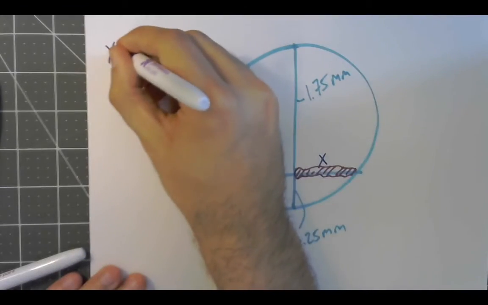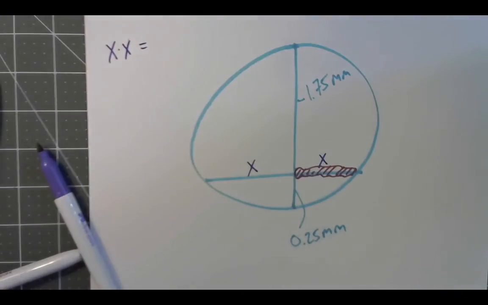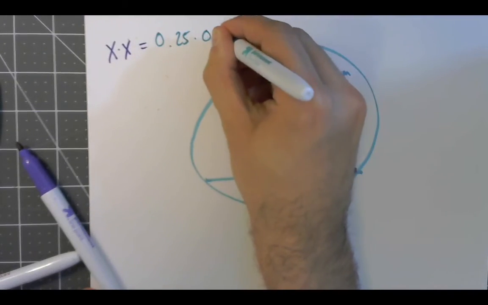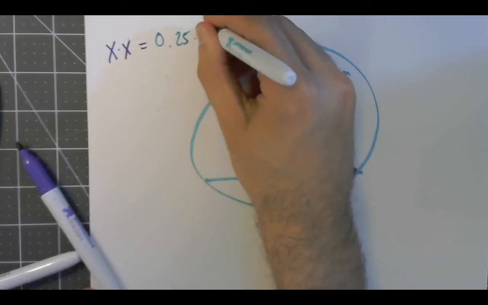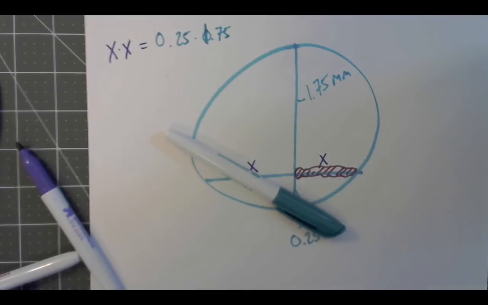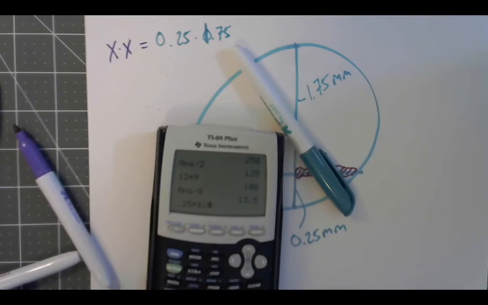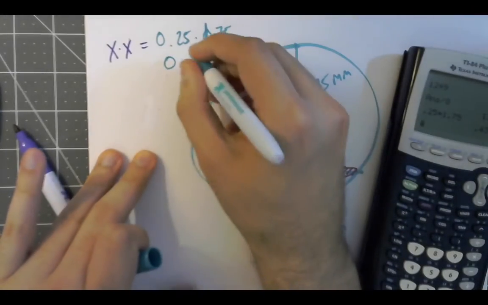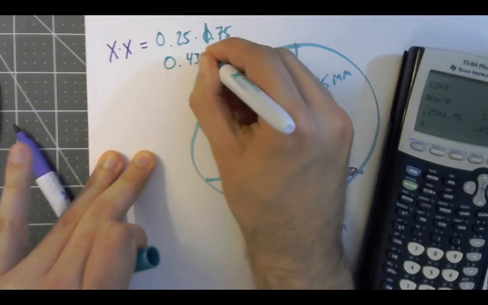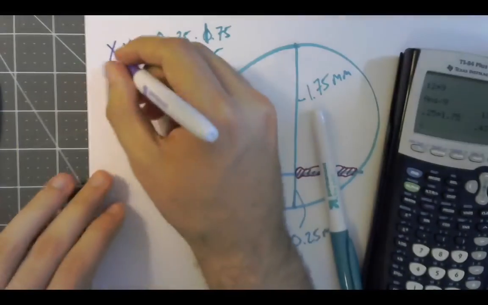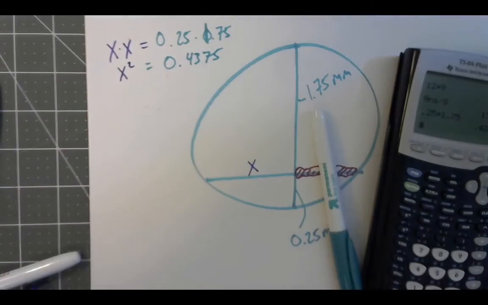We have x times x is going to equal 0.25 times 1.75. This is going to give you a kind of nasty decimal, so make sure you have your calculator available. 0.25 times 1.75, and we get 0.4375 equals x times x, which is not 2x. This one is going to be x squared.